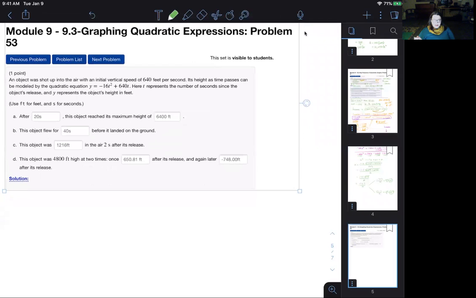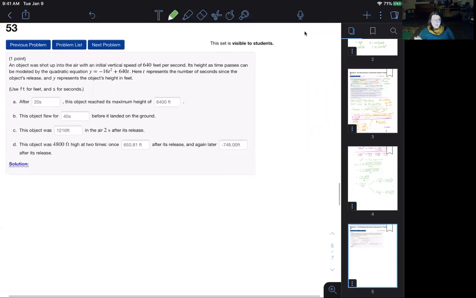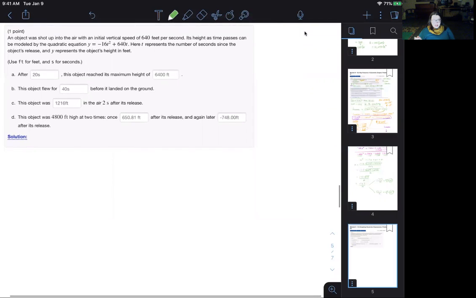So this one says an object is shot into the air with an initial velocity or vertical speed of 640 feet per second. Its height as time passes can be modeled by the quadratic equation y equals negative 16t squared plus 640t, where t represents the number of seconds since the object's release and y represents the object's height in feet. So if you did graph this on Desmos, looking at the graph, you would start here.